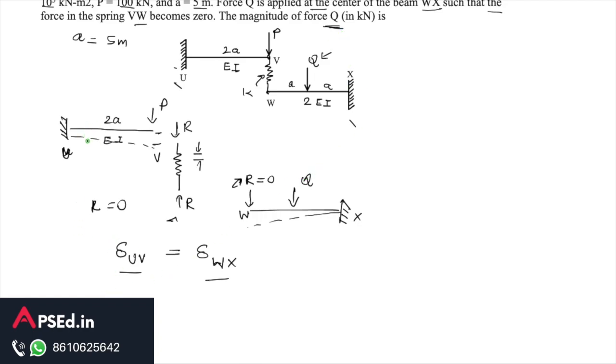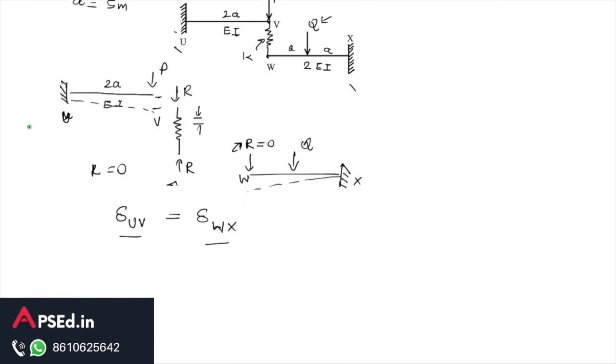So it is just a cantilever. So we know at the free end the deflection is given as PL cube upon 3EI when the load is applied at the free end. So for this UV part, we will be having deflection P times 2A, that is the length, upon 3EI, as the flexural rigidity is EI.